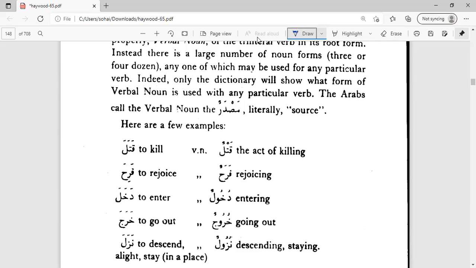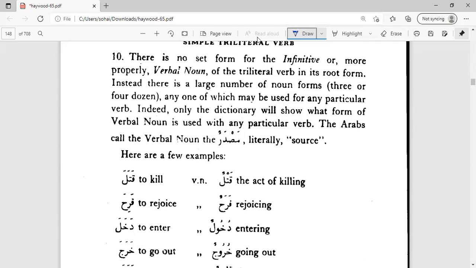Another word which describes the action, or what we know as masdar, verbal noun. Masdar means source. So basically it is essentially saying the source of where the letters were derived from, in a way. There's no way of checking what that is except in a dictionary. So the verb qatala has a masdar, or what we call masdar.